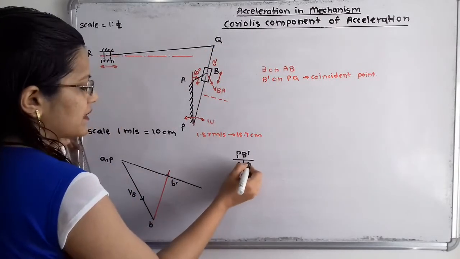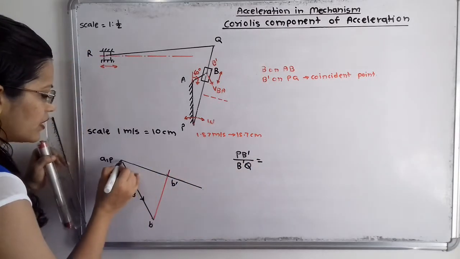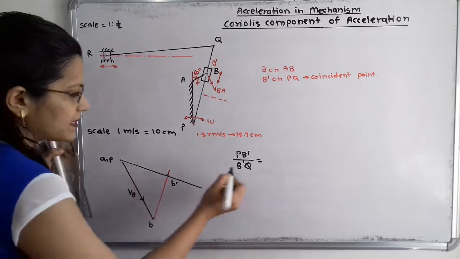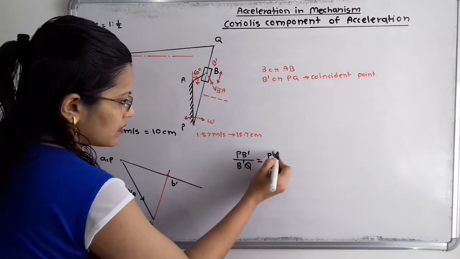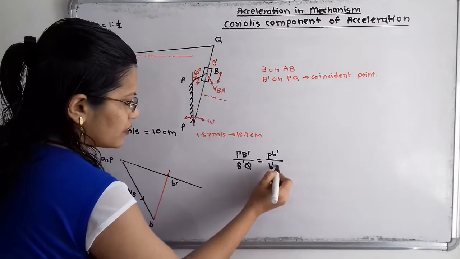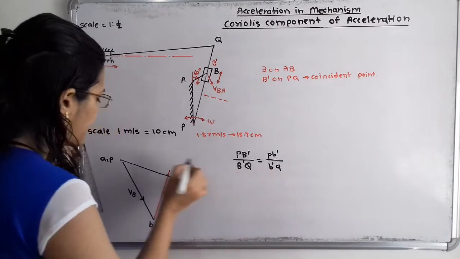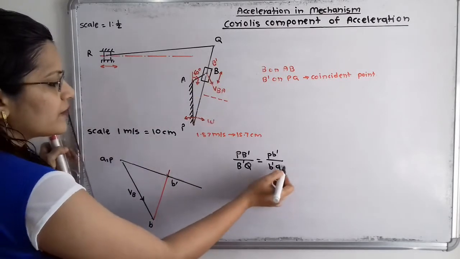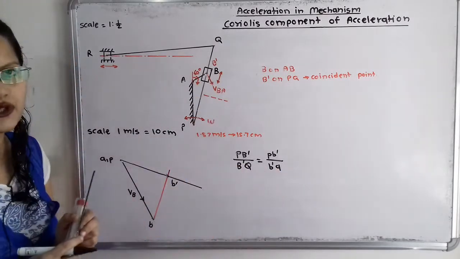This is from the space diagram, which is equal to, here from the velocity diagram we have to take the same ratio, that is PB dash small p dash divided by B dash Q. So if we observe, this PB dash is known and this distance is also known, and only we have to find out the B dash Q.